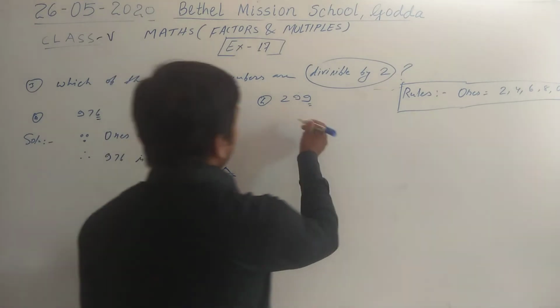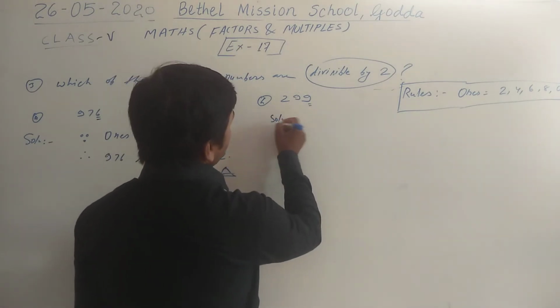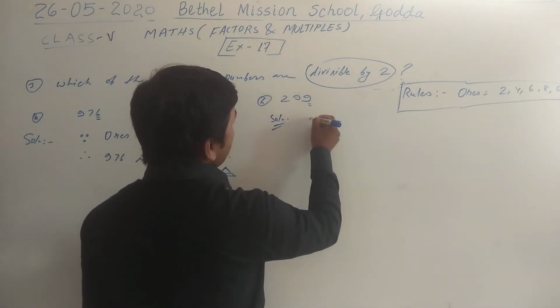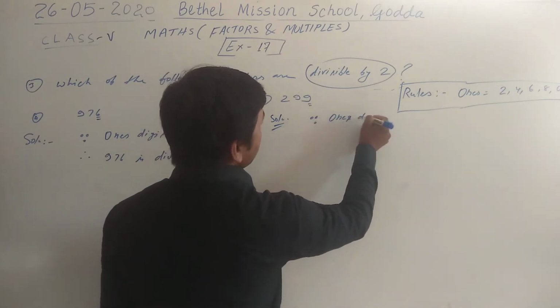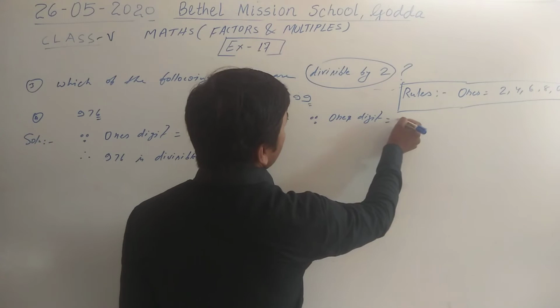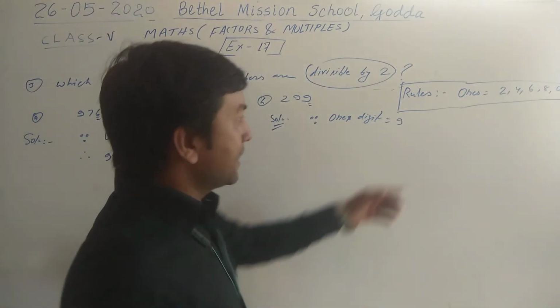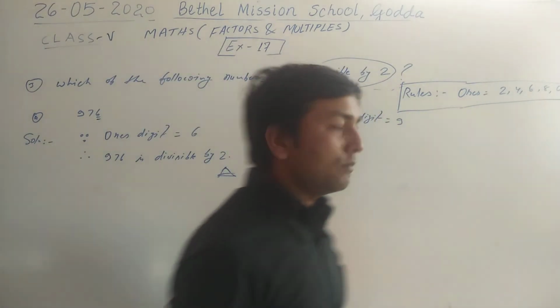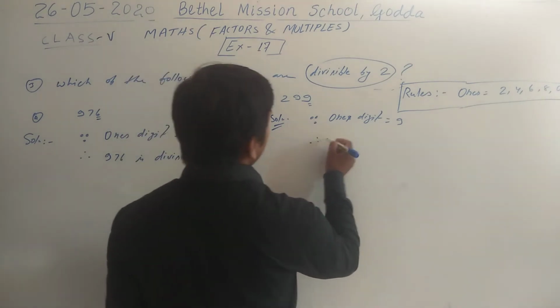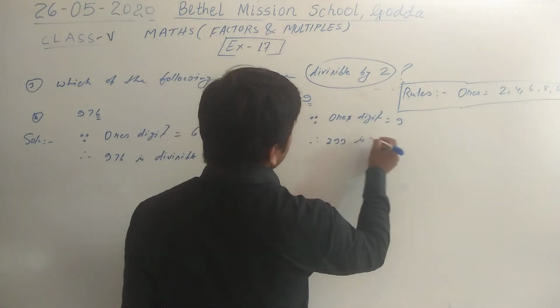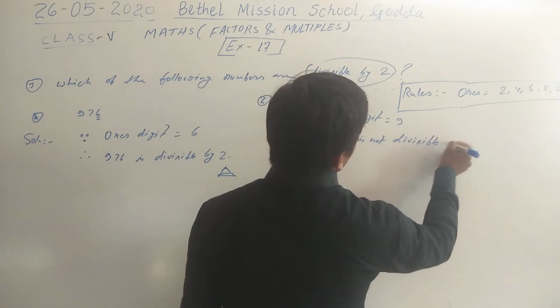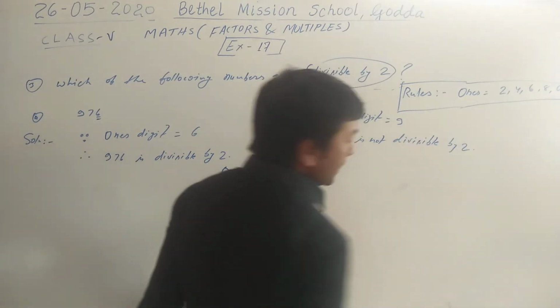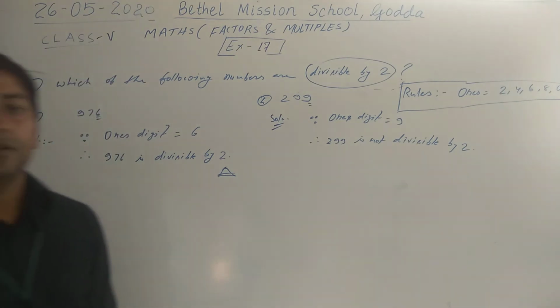Now the next number, solution. Similarly you have to do that. Since the ones digit is equal to 9, you know 9 does not match with these numbers, so therefore 299 is not divisible by 2. Okay, very easy. We will solve the next.